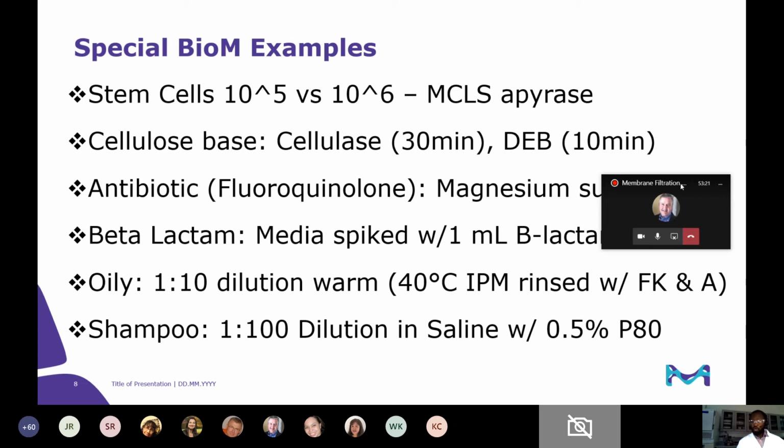1 to 50 didn't work. 1 to 10 didn't work. We did a 1 to 100 dilution in saline with 0.5% polysorbate 80. The dilution helped us with filtration, but to get a good recovery, we had to add the 0.5% polysorbate 80, which is what helped us deactivate it to get a good passing result for the customer, and they were happy with it. These are the examples I have. I welcome any questions or comments.